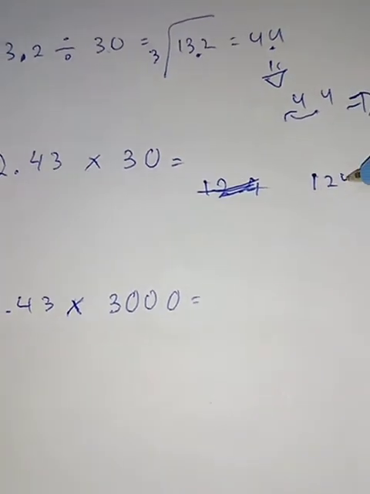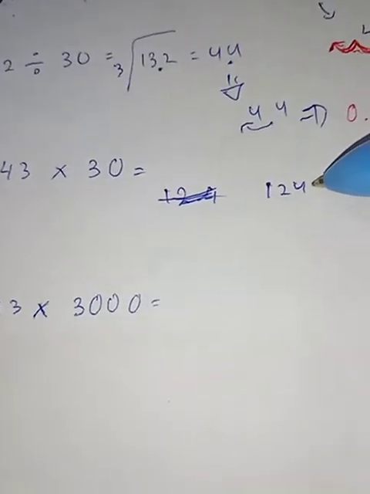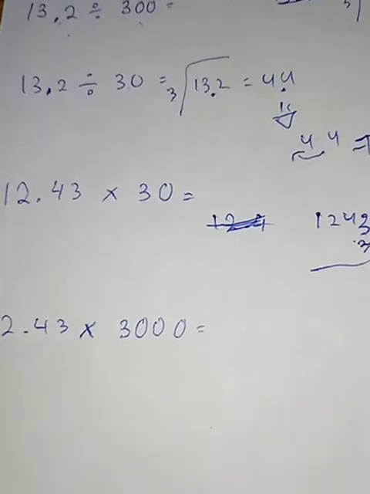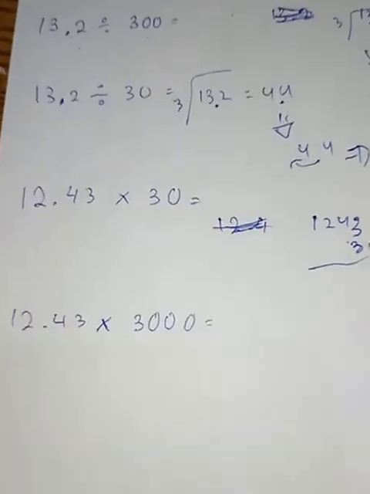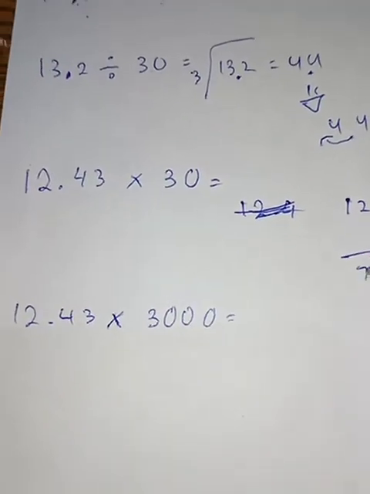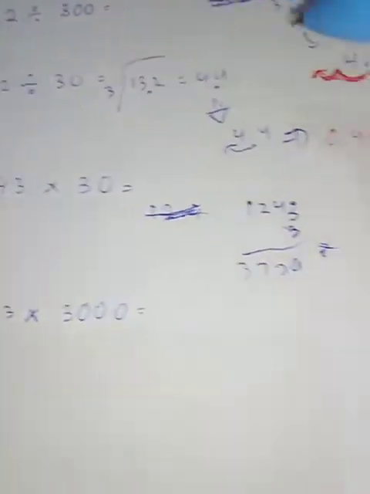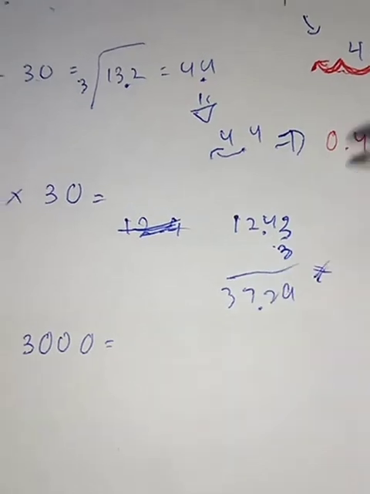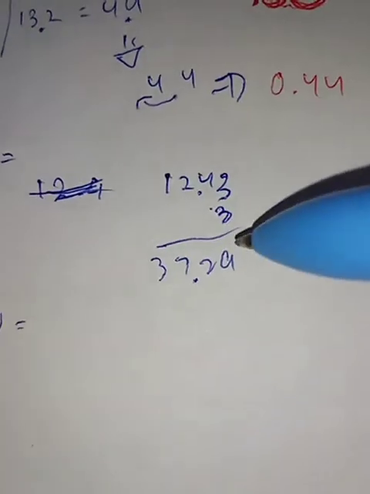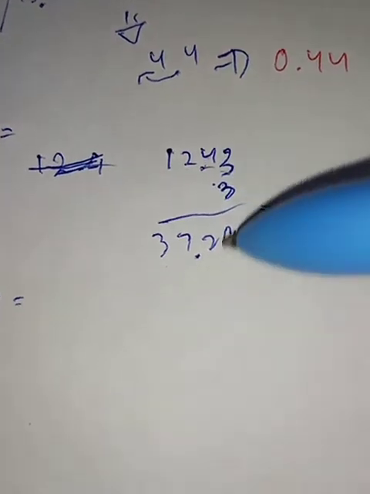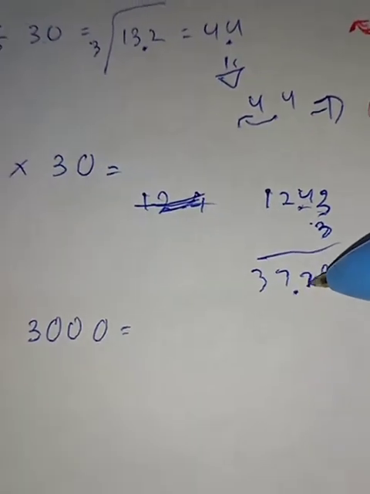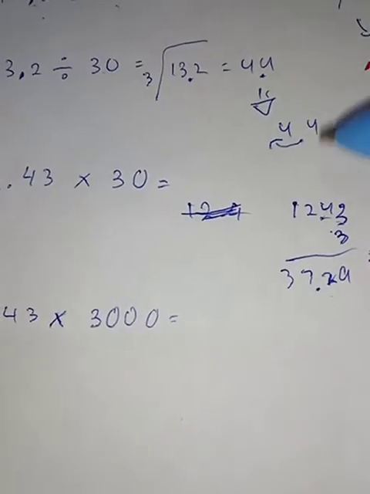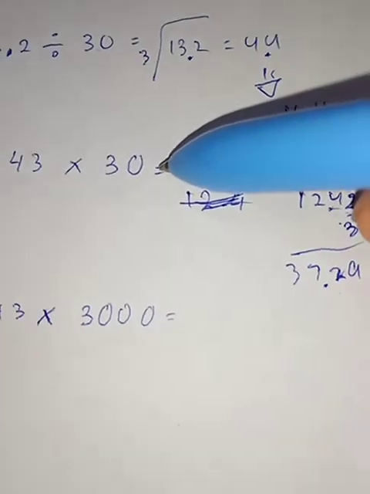So 1243 times 3 first. Just do the multiplication, pretend there's no decimal there. 9273. Now after you finish with the multiplication, remember that you have a decimal there, so put it the same way you have to put it. So 2 decimal places, that means the result also needs to be 2 decimal places. And then because it's not just times 3 but times 30, right?